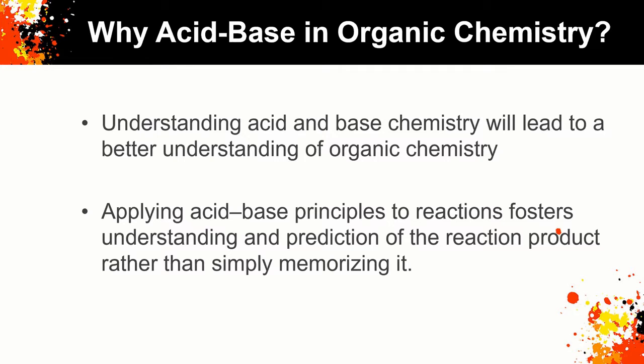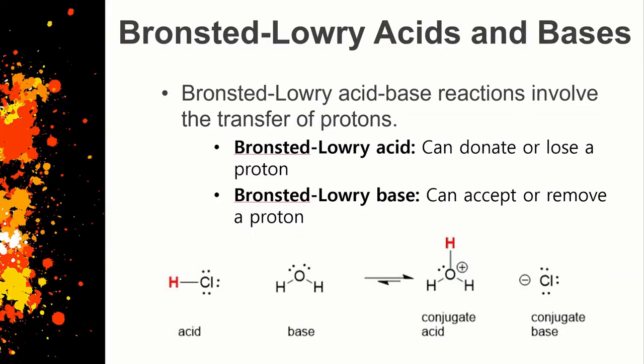So, the first question I want to ask today is why acid base in organic chemistry? We all know about our acids and our bases, or hydrogen chloride or hydrochloric acid. We know about our sulfuric acid and all of these mineral acids and bases. So why acid-base chemistry in organic chemistry? Understanding acid and base chemistry will lead to a better understanding of organic chemistry. Once we can apply these acid base principles to reactions, it helps us to understand and to be able to predict the product of a reaction rather than trying to memorize the whole thing.